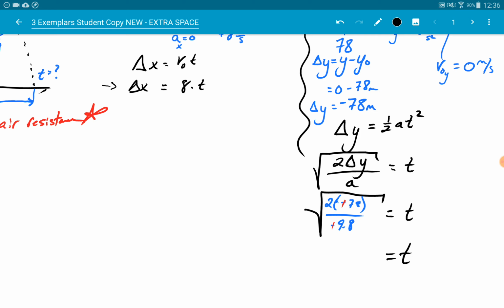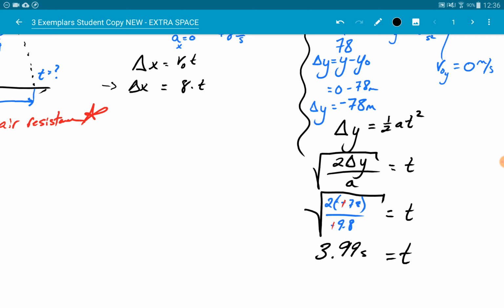Interesting. Okay, anyways, we pick up this calculator here, and we take the square root of 2 times 78, divided by 9.8. I left out the negatives because they cancel out anyways. And I'm checking my parentheses and making sure that I got them right. It looks like I did. So I get 3.989, so I'm going to put 3.99 seconds.